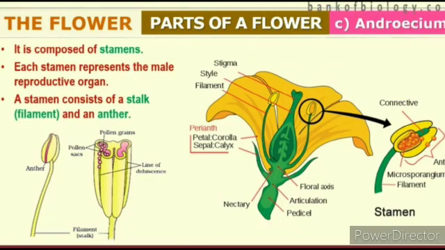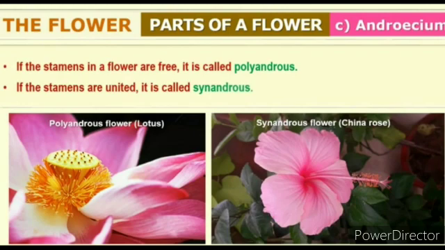Listen, androecium contains the stamen. Stamen contains the anther. Anther contains the pollen sac. Inside the pollen sac, the pollen grains are present. A sterile stamen is called staminode. Stamens of a flower may be united or they may be free.